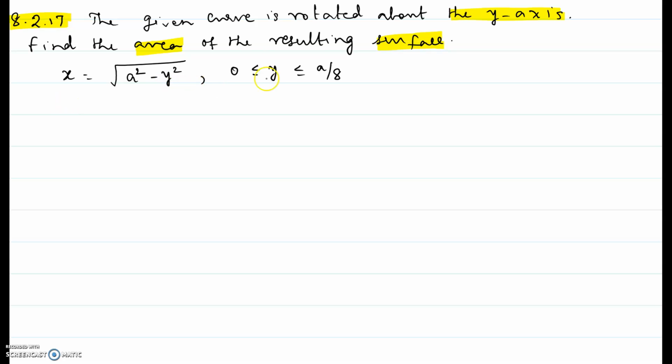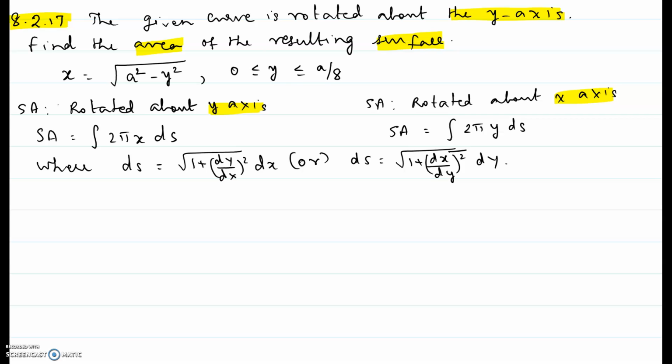And then you also have to note down whether x is given as a function of y and bounds for y are given, or bounds for x are given, or if y is a function of x and bounds for x are given. These are the important things that you have to pay attention to so that we can pick the formula that is relevant to the surface area.